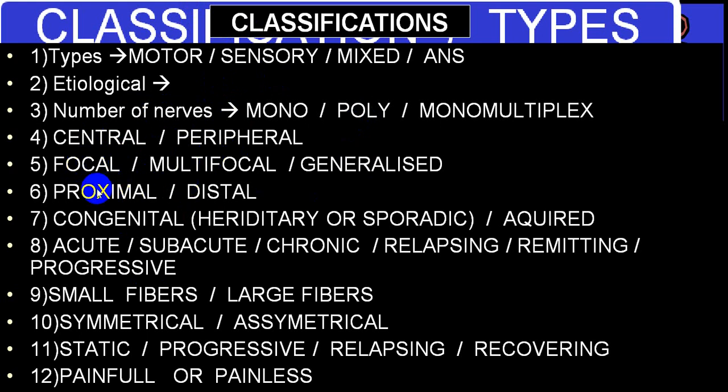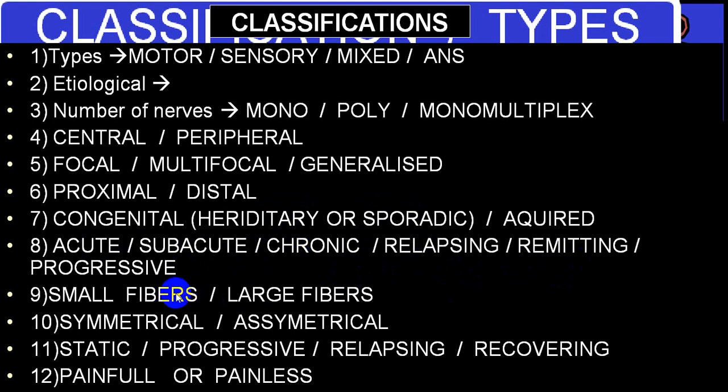If there is a proximal part of the nerve being involved, we call it proximal. And if distal part is involved, we call it distal. In distal, it is more common with peripheral nerve, while in a proximal part, it is more common with radiculopathy and plexopathy. Etiology wise, you can divide into congenital or acquired, and in congenital, it can be hereditary or sporadic. Depending upon the onset, acute, subacute, chronic, you can have a relapsing variety, you can have progressive groups, and you can have remitting groups.